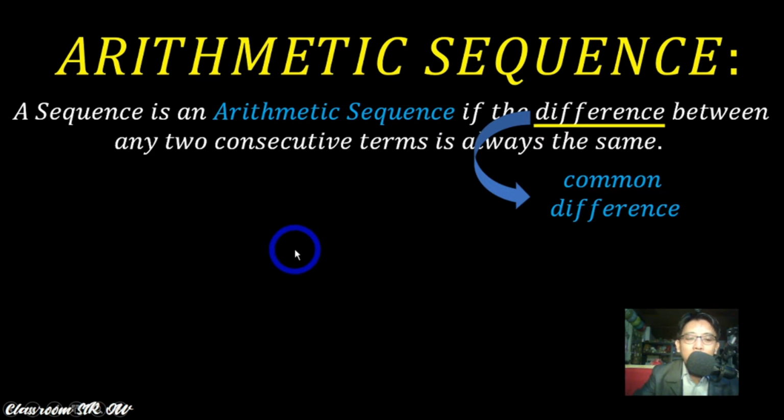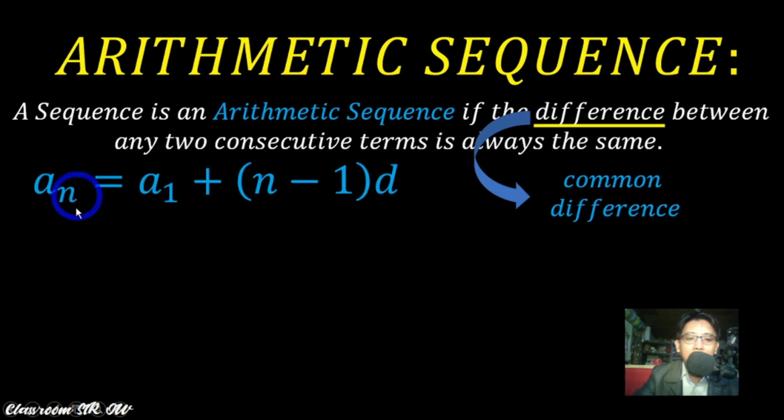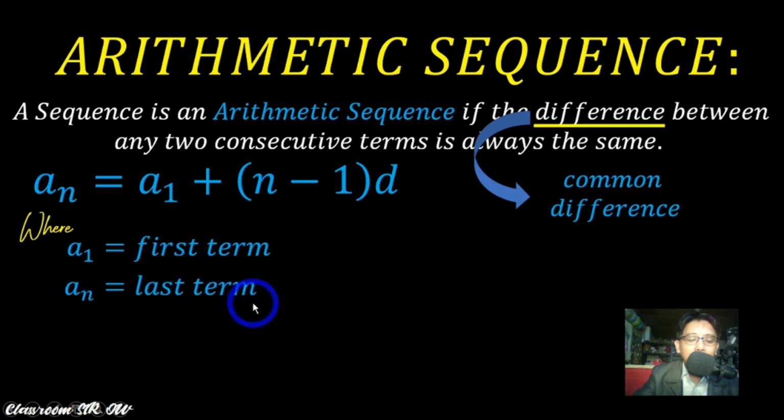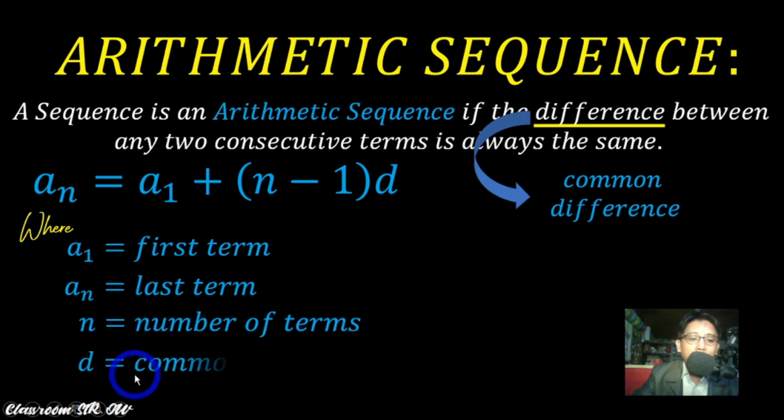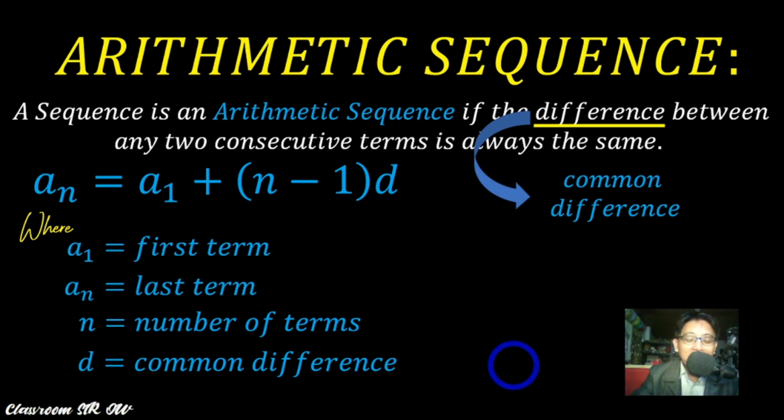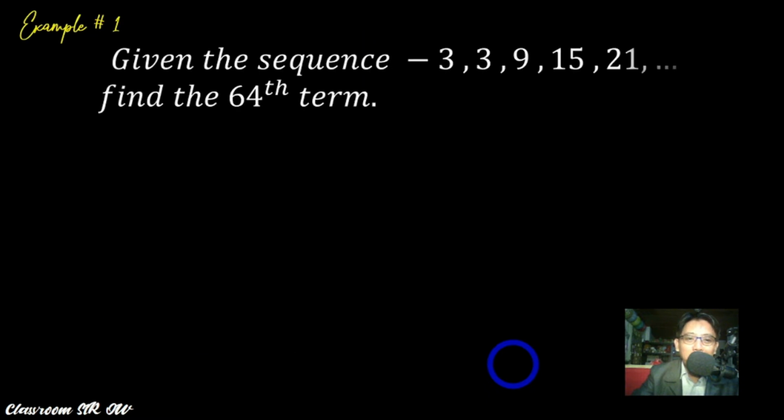That is why the general formula of an arithmetic sequence is a sub n is equal to a sub 1 plus open parenthesis n minus 1 close parenthesis multiplied by d, where a sub 1 is our first term, a sub n is our last term, n is the number of terms, and d is our common difference. Let us now consider an example.